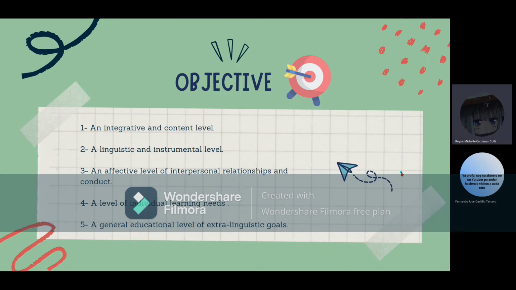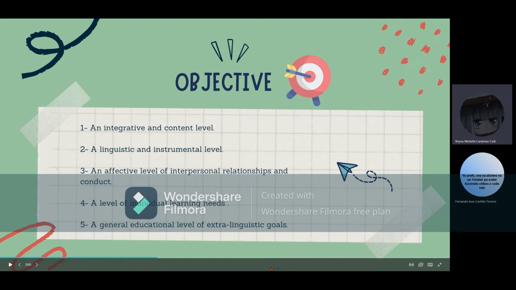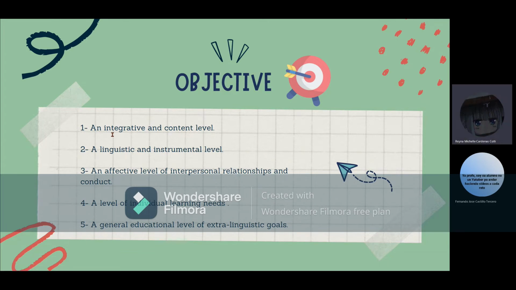This method aims to achieve the following objectives: first, an integrative and content level. This means language as a means of expression. Second, a linguistic and instrumental level, language as an object of learning. Third, an affective level of interpersonal relationship and conduct, language as a means of expression of values and judgment. Fourth, a level of individual learning needs. And fifth, a general educational level of extra-linguistic goals.